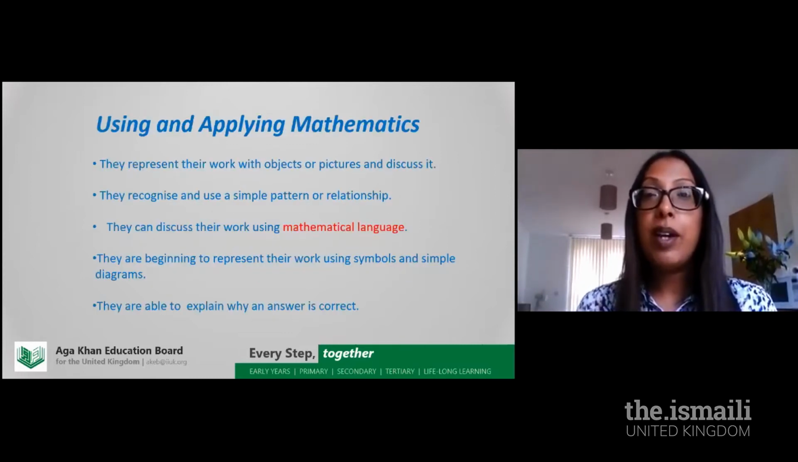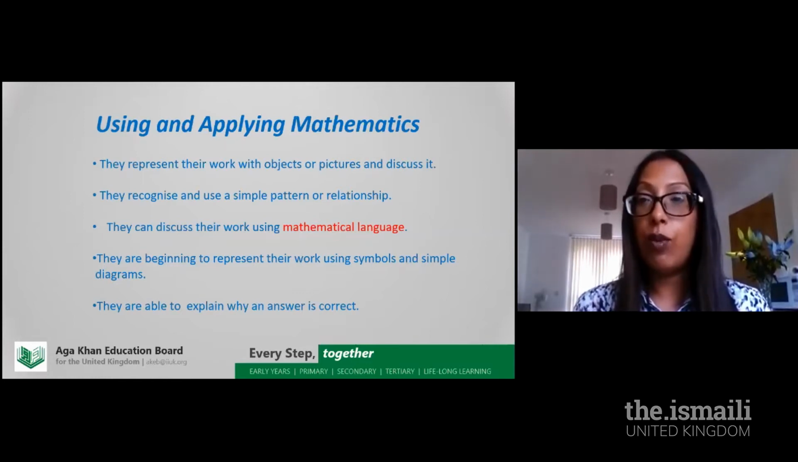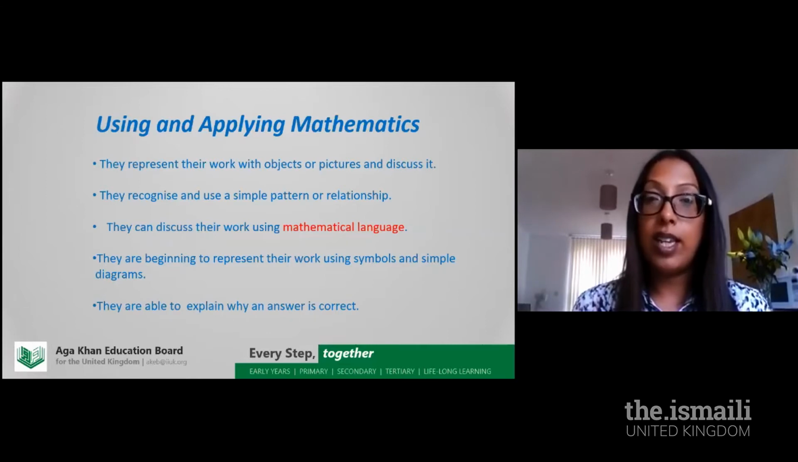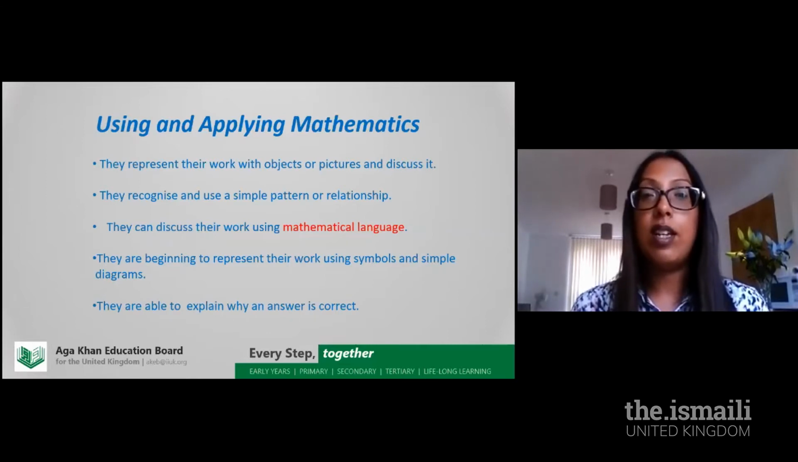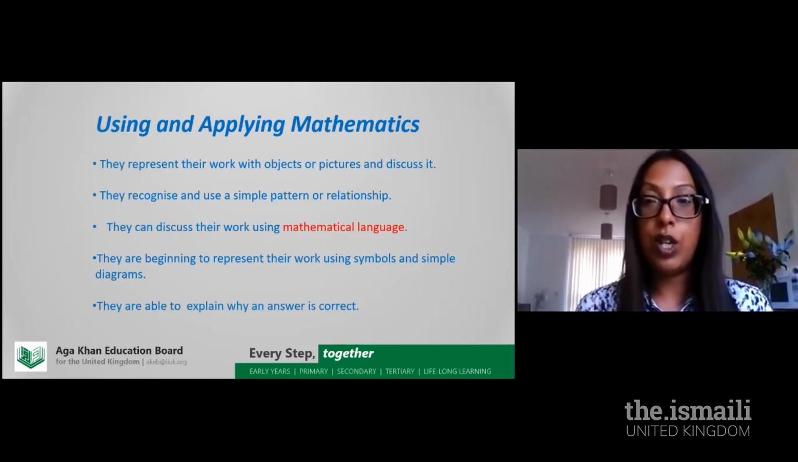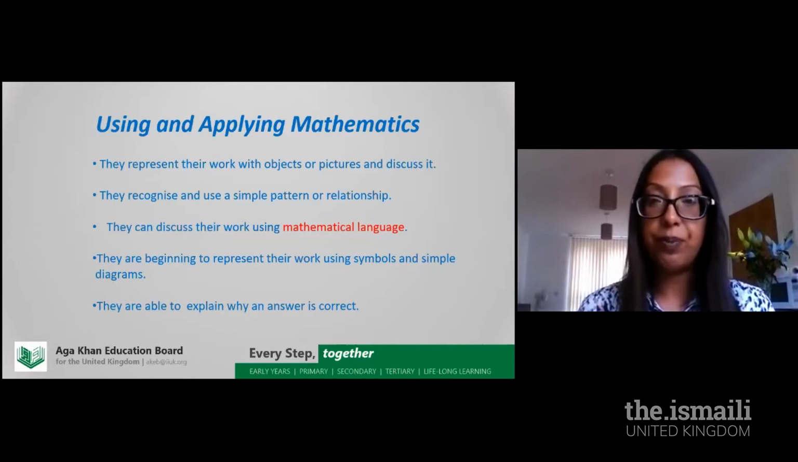And again, talking about using and applying maths, what do we mean? We mean that children should be able to use their knowledge of number and be secure in that they can represent their work using pictures, they can discuss what it is that they are working out, they can recognize relationships between numbers, they can discuss their work again using that mathematical language, they can use symbols, and most importantly, they can explain why their answer is correct and how they got to that answer.